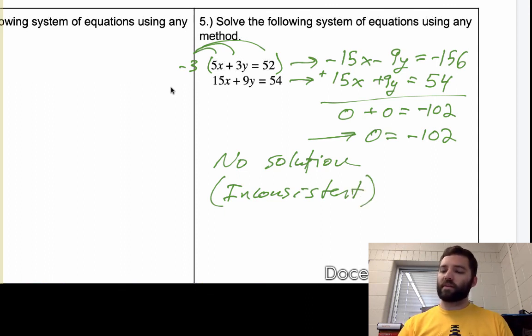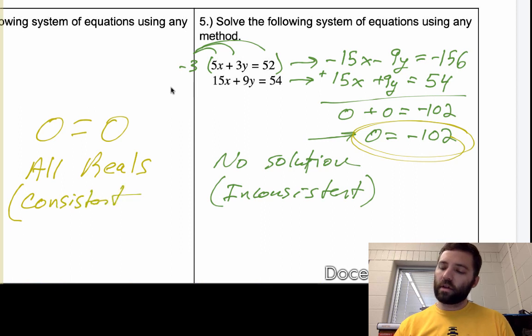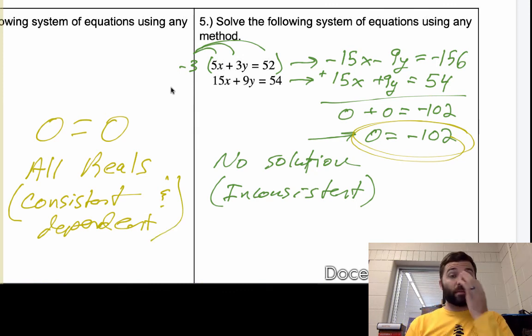The last thing that I would say about this is it's possible for this to happen and for this statement that you get to actually be a true statement. Okay, so if you got down to something like 0 equals 0, then we would say that that has a solution of all real numbers, or all reals, and that solution is classified as consistent and dependent. We learned that was the one where the lines, if you were graphing them, would be on top of each other. Okay, so that's the other two methods.